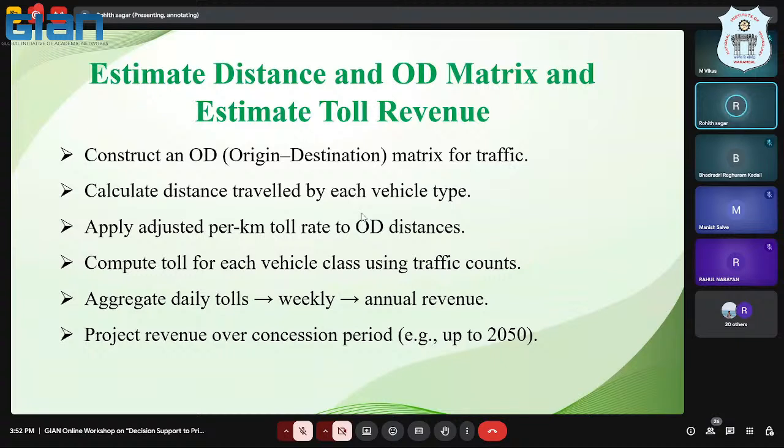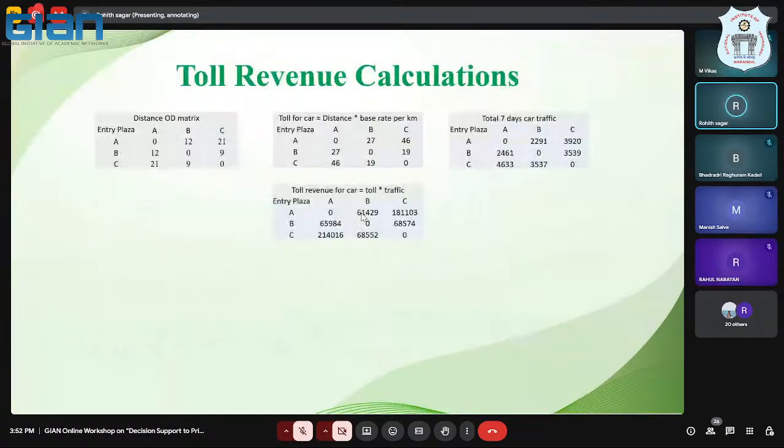So now we have the OD matrix of distance from origin to destination, and we have the base toll rate. In this table we can see the distance OD matrix. This is not our data; this is assumption data that we have taken for this session. From place A to B the distance is 12 kilometers, and from A to C it is 21 kilometers. Similarly, from B to A it is 12, and B to C it is 9.